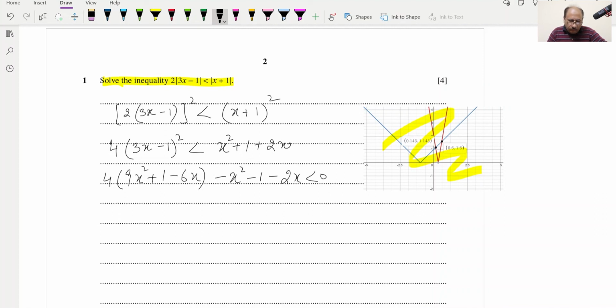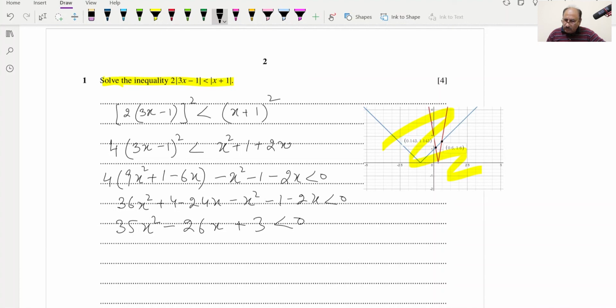Further we can multiply 4 into 9, which will be 36x squared plus 4 minus 24x, and minus x squared and minus 1 minus 2x is less than 0. We can add the like terms, so it will be 35x squared, and 24 and 2 will be 26, so minus 26x, and further 4 minus 1 will be plus 3, is less than 0. So we got this quadratic inequality.